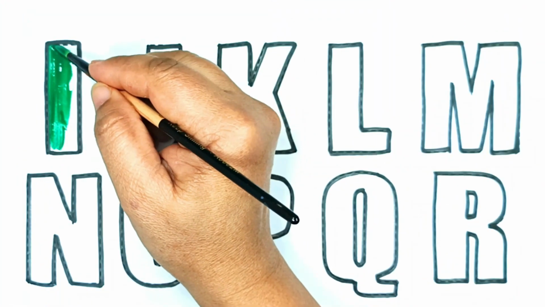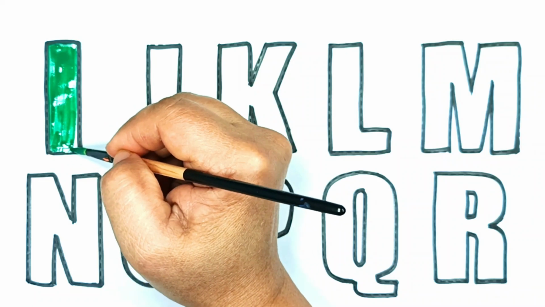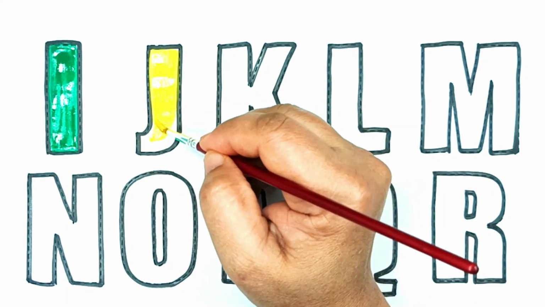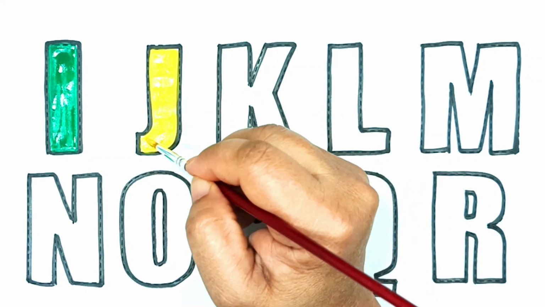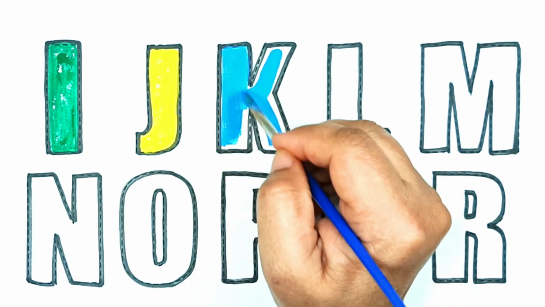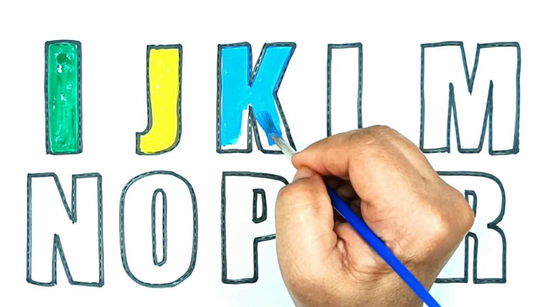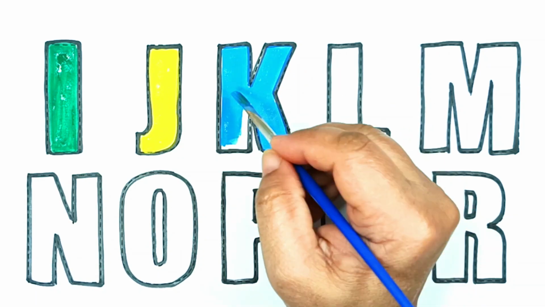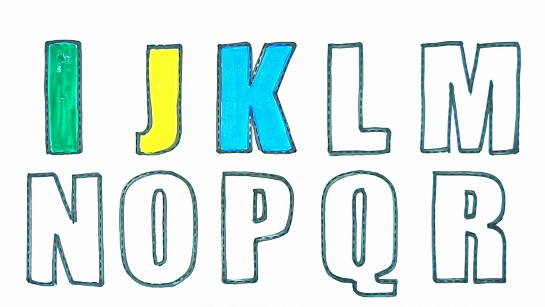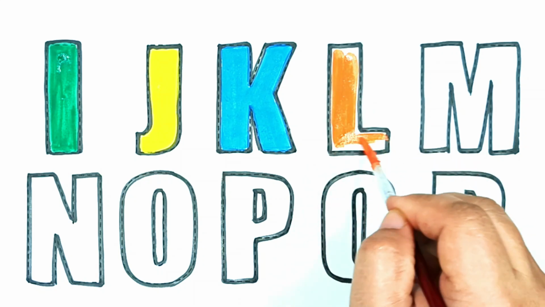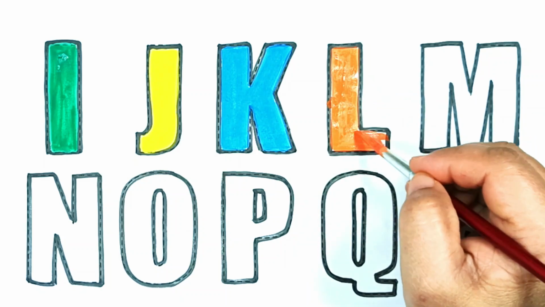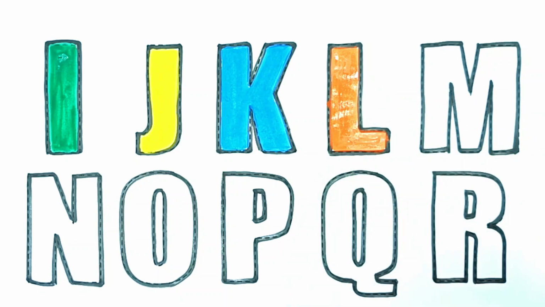I for Indian. I for igloo. I is for island, surrounded by sea. J for jam. J for juice. J is for jam, you eat with your tea. K for kangaroo. K for key. K for koala, he's cute and he's brown. L for ladder. L for leaf. L is for lamb, he's prancing around.